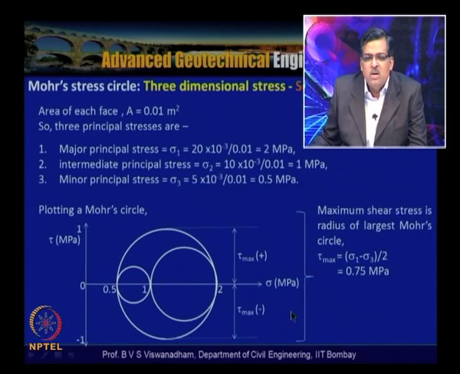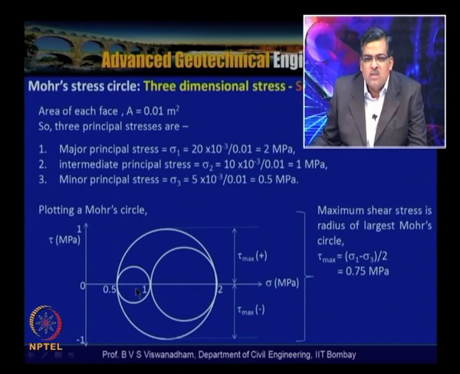Now on the tau sigma space, on an equal scale, we can represent these on the sigma axis. The major principal stress is sigma 1, and sigma 2, the intermediate principal stress, is 1 megapascal. So with 1 megapascal divided by 2, that is 0.5 megapascals as radius, you can draw a circle. That gives us the first circle. Then with sigma 2 as 1 megapascal and sigma 3 as 0.5 megapascals, 1 minus 0.5 divided by 2, that is 0.25 megapascals as radius, we can draw another circle.